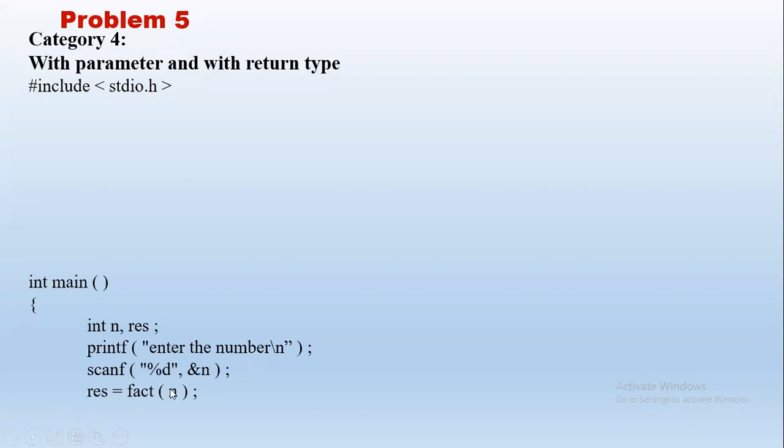Note this function call. Every time you can compare with the previous types and find out how each one is different. So here res equal to fact of n. We are passing the parameter n. This is with return type, so it will return some answer. If n is 6, it will return factorial of 6, that is 720. So that 720 will get stored to res. That is by executing this fact.